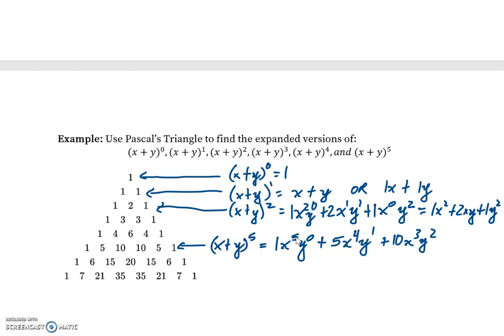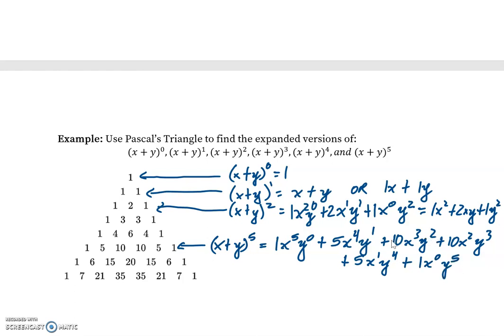And so every time, the sum of these powers, 5 plus 0, 4 plus 1, 3 plus 2, should equal 5. It should be whatever this exponent is. All right, so we keep going. So the next number is also 10. X goes down by 1, y goes up by 1. Keep going. Next number is 5. X goes down by 1, y goes up by 1. And then the last number is 1. X goes down by 1, we really don't have any x's left, and y goes up by 1.